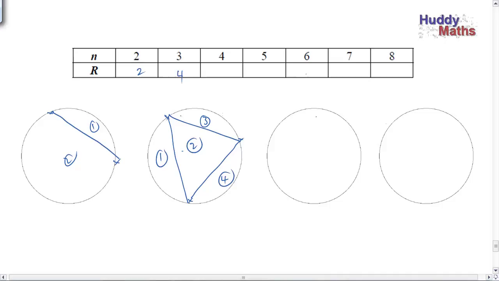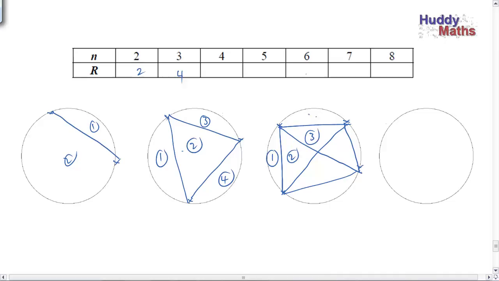4 points, let's go through this like this. Start with one, join it, then start with the next one, join it to the other two, the last one, join it. Okay, let's count the regions. 1, 2, 3, 4, 5, 6, 7, 8.